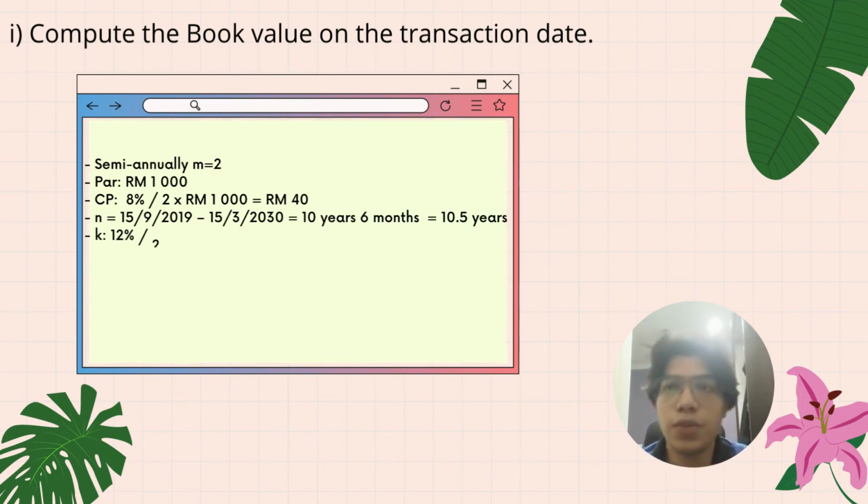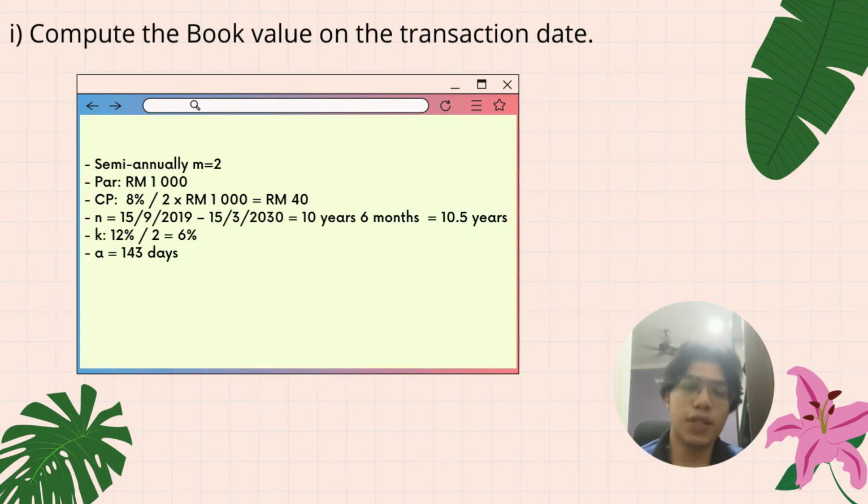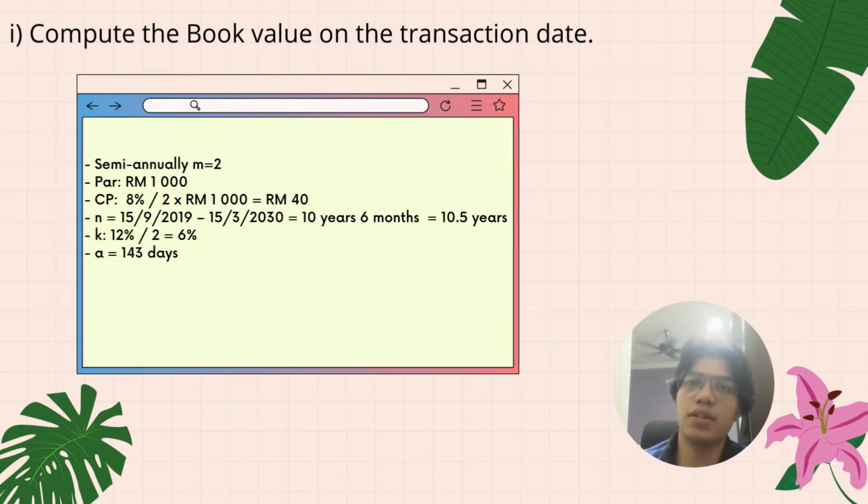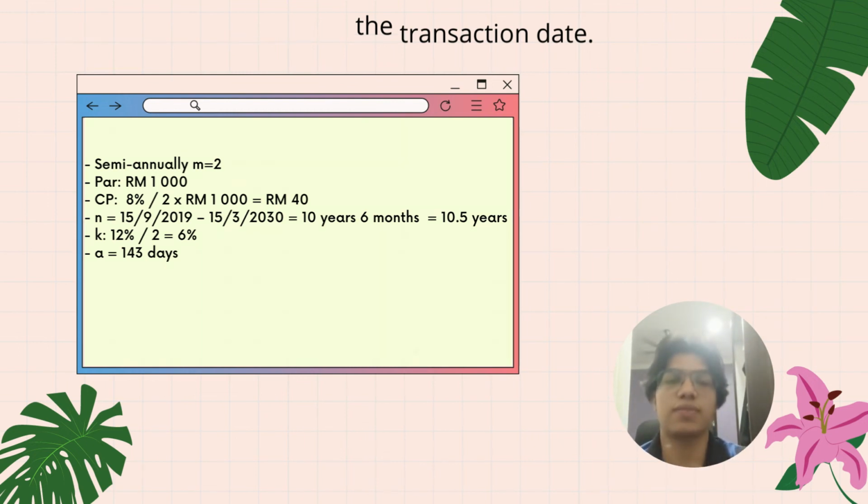Alright, for question 2B1, compute the book value on the transaction date. First thing first, you must compute the important things, which is the M is semi-annually, we got 2, and the par value is 1000, and the coupon payment, as the coupon rate is 8%, 8% over 2 times 1000 equals to coupon payment is 40 ringgit, and the N is from 15 September 2019 to 15 March 2030, which is 10 years 6 months equals to 10.5 years, and the yield, which is the K, is 12%, semi-annually we divide by 2 we got 6%, and the A is 143 days.